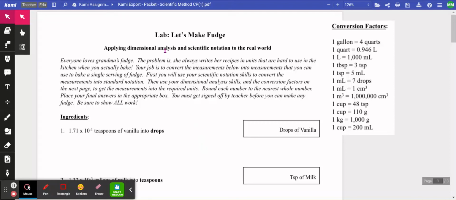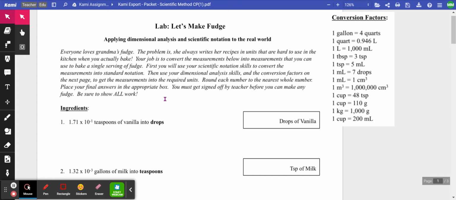Hey guys, let's read the scenario and then start doing this work. Applying dimensional analysis and scientific notation to the real world. Everyone loves Grandma's fudge. The problem is, she always writes her recipes in units that are hard to use in the kitchen when you actually bake.